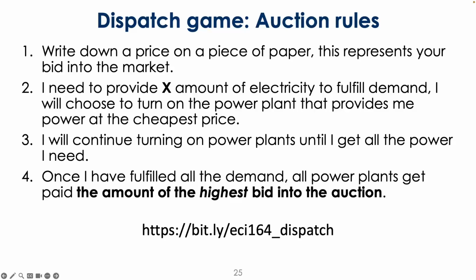I have to provide X units of electricity to fulfill all demand, and I'm going to choose to turn on power plants to provide power to me based on the cheapest price. So basically, I'm going to turn on power plants one at a time from lowest price to highest price. So if someone bids in $1, I say, okay, I'm going to turn you on first, and then someone bids $2, then I say, okay, then I'm going to turn you on next, all the way until I have enough power to get what I need, right? And so the lower you bid, the more likely you are to get turned on.